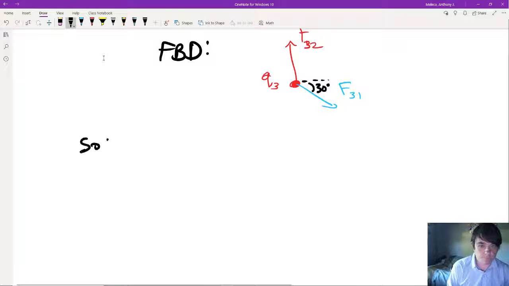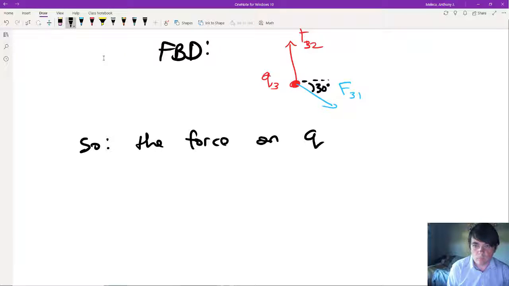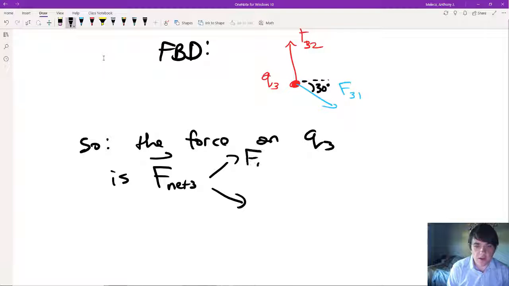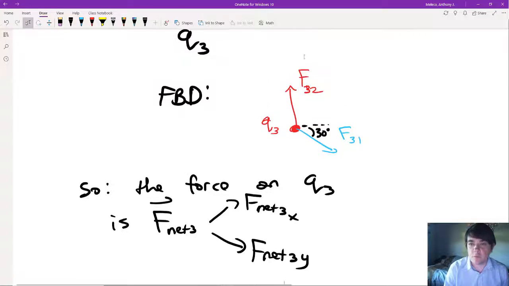So some net force F on 3, okay? Let's call it F net 3. This will split up into the F net 3 in the x direction and F net 3 in the y direction, right? Because we're going to have some overall net vector. I don't know what the direction is yet. We just have these two forces.